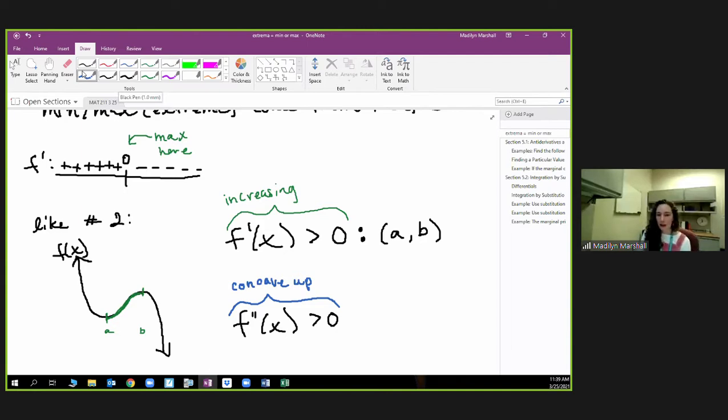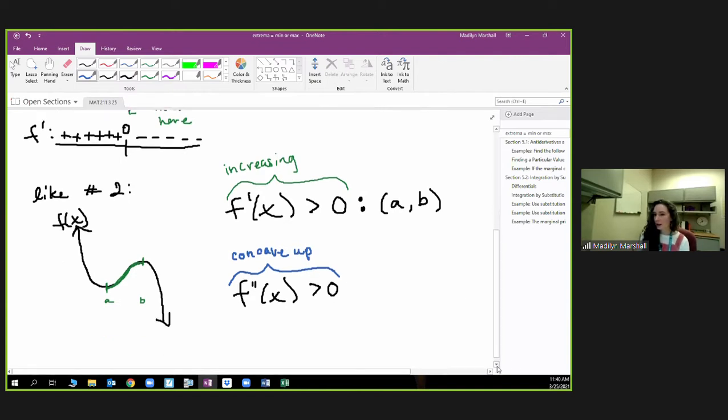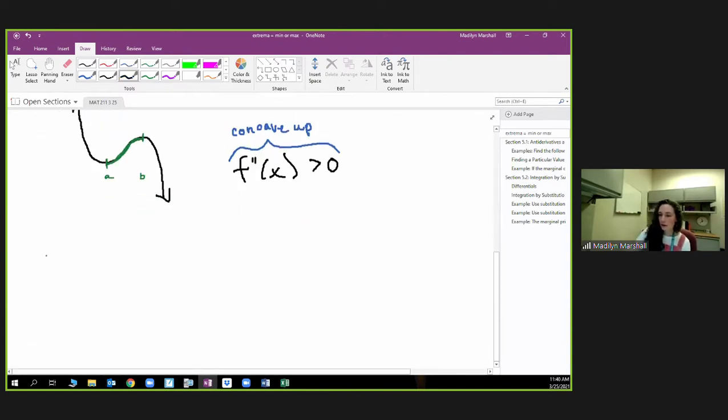Okay, so the other question that is in the chat is, do you find the local min and max through the critical numbers or partition numbers? That's a good question. The short answer is critical numbers. But critical numbers are also partition numbers, but local min and max are always at critical numbers.